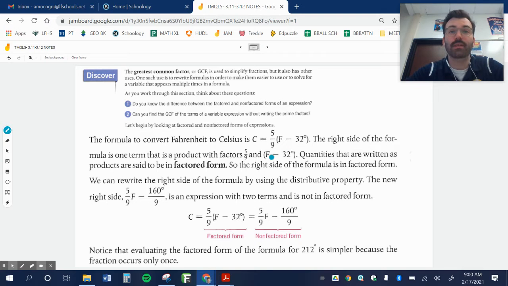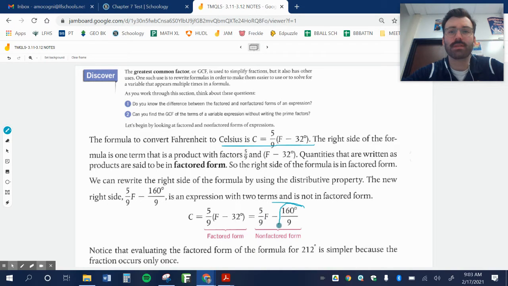Here is the formula to convert Fahrenheit to Celsius. This is considered factored form, right? And this is non-factored form. Why is that? Because I can tell this is factored form because the GCF is taken out. You can see that in the non-factored form, the F has a 5. Technically, so does this one.